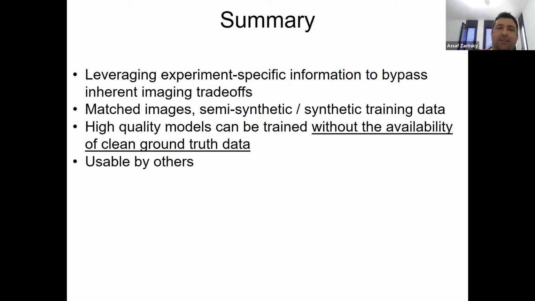Now people can actually use it. It's not just a fancy computer scientist who wants to show their trick in cell biology. It can actually be used to make some impact in the biological domain, which I think is very, very important. And that's it.